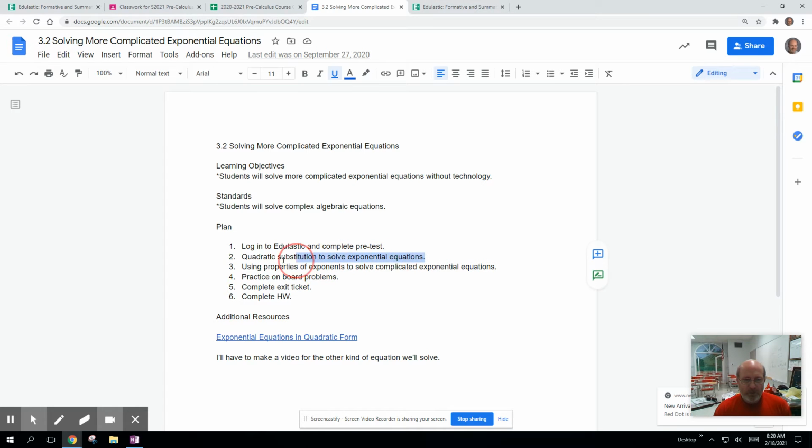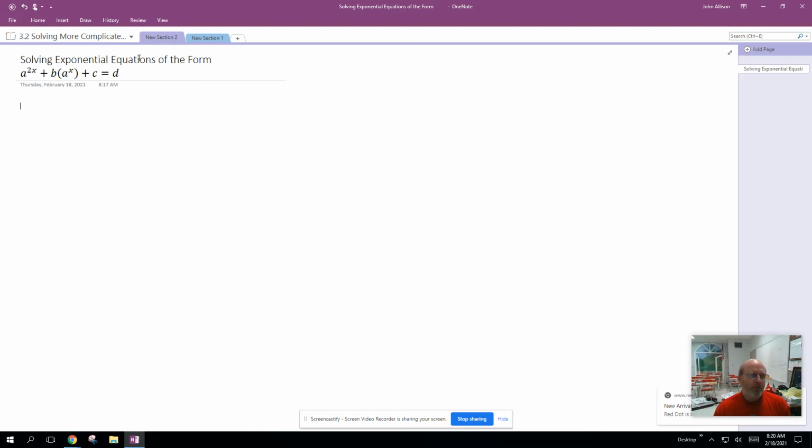We're going to start with looking at some quadratic forms. So we're going to use a substitution technique like we did before that y'all love so much, and we're going to do this with exponential equations. So let's take a look. We're going to solve exponential equations of the form a to the 2x plus b times a to the x plus c.